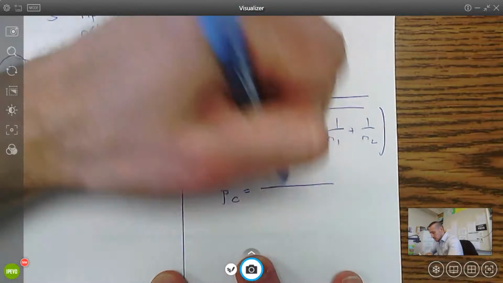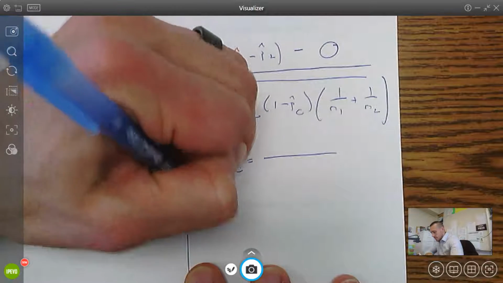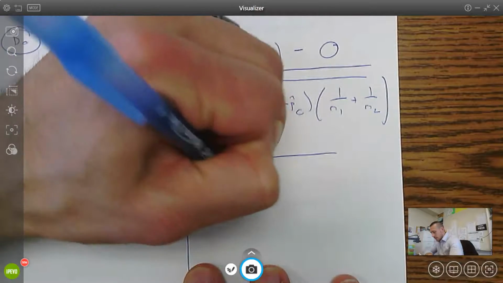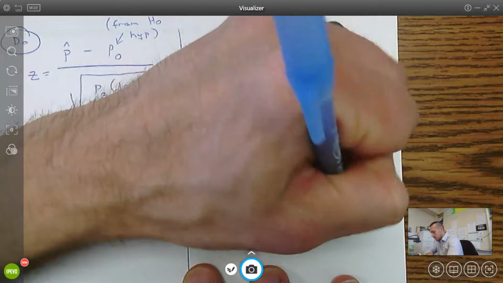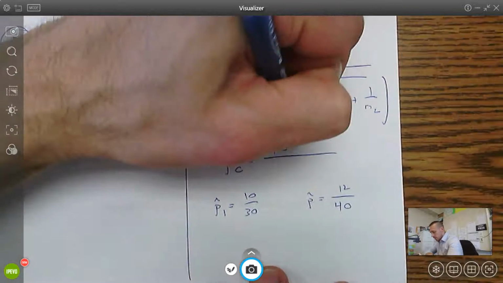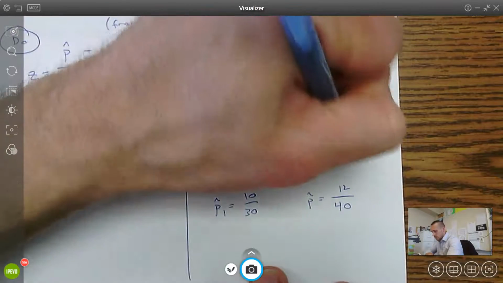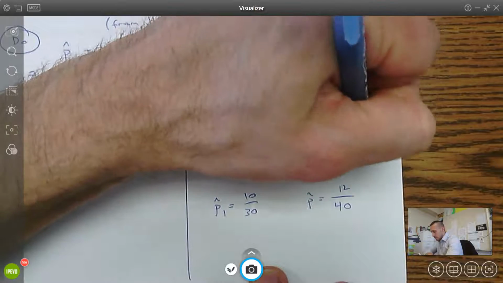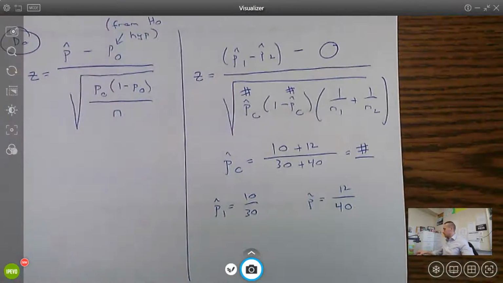Where this combined value is, like, say for group 1, say in group 1 you had 10 out of 30 people had brown eyes, and in group 2 in that random sample you had 12 out of 40. So the way I would calculate this is 10 plus 12 divided by 30 plus 40. And whatever that number is, that's what's going to go here and here.